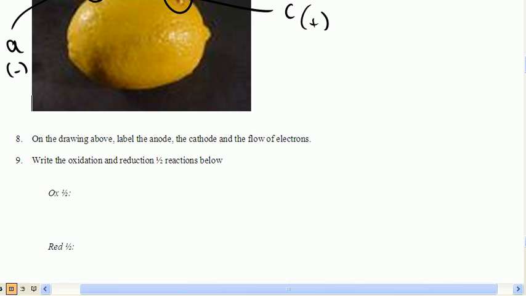So, write the oxidation half reaction. So, at the anode, we have Fe0 going to Fe2 plus 2 electrons.